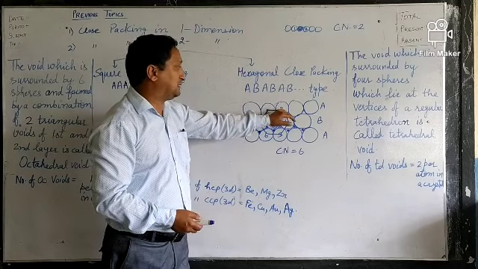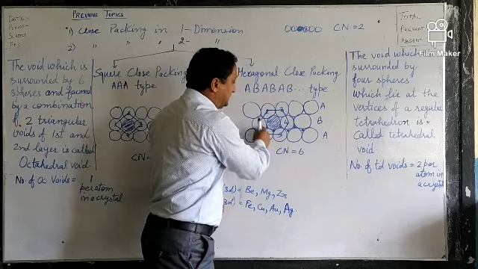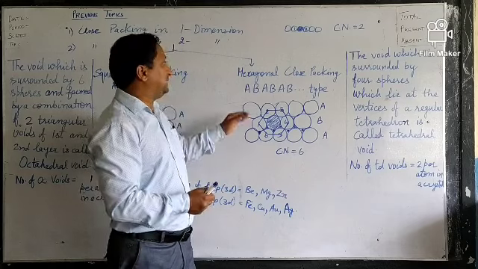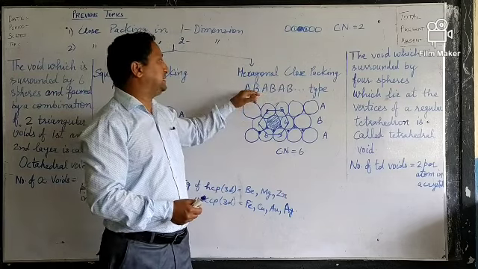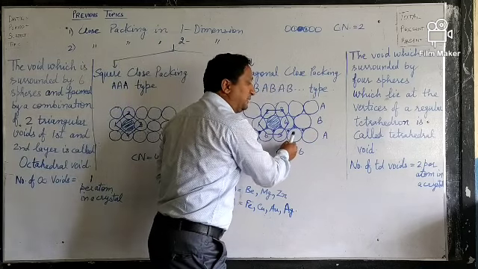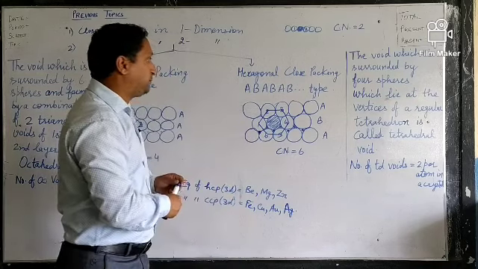If I join the centers of all these spheres, what you will see is a hexagon. That's why it is called hexagonal close packing. And the name of it is AB type, because here the second layer is different from the first layer. It is not just on top of the first layer.